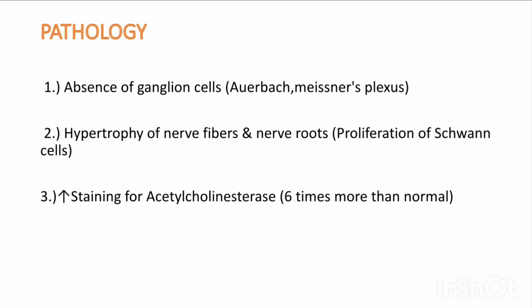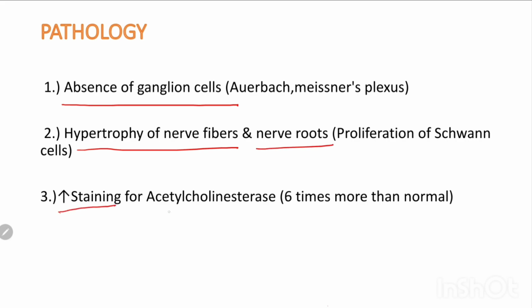Pathology of Hirschsprung disease. If we do histopathological examination of the affected segment, we will see absence of ganglion cells, hypertrophy of the nerve fibers and nerve roots, and increased staining of acetylcholinesterase, which is 6 times more than normal.